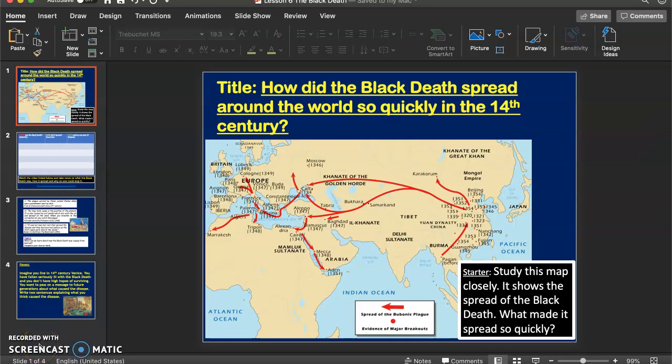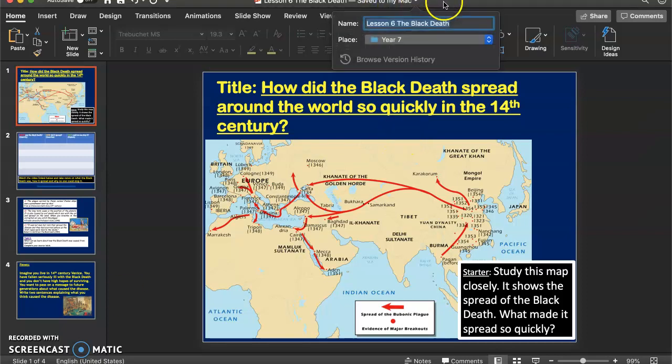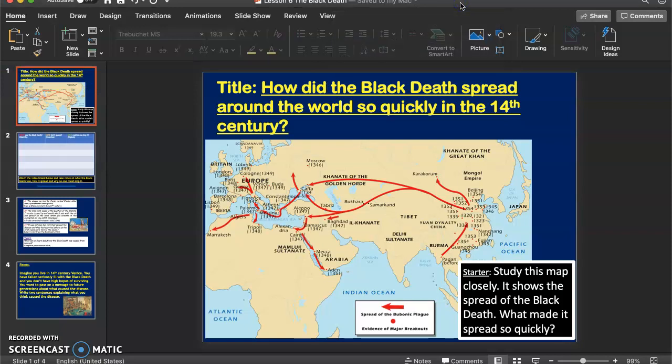Hello, good morning, Year 7, and welcome to your first lesson on a new topic. What we're going to be looking at is one of the consequences of the Silk Road.